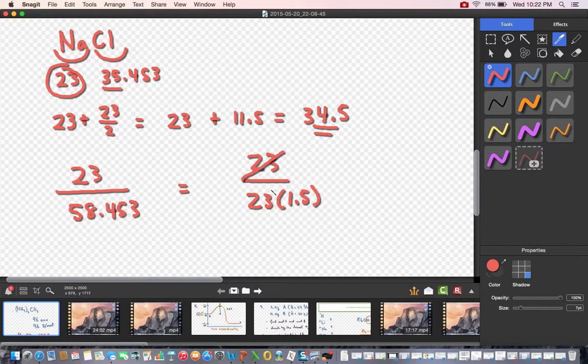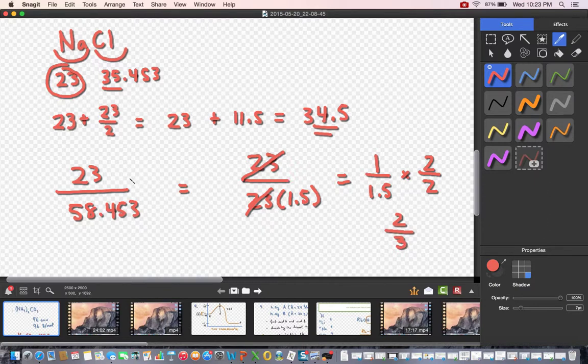The 23's cancel. This is 1 over 1.5. I can multiply the top and the bottom by 2. In other words, if I multiply a number by 1, I don't change its value. This becomes 2 over 3.